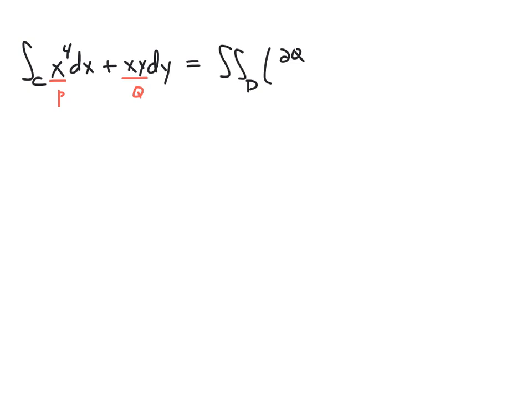Right, so we know that Green's theorem applies, so let's apply it. The integral that we want to compute is the integral over C of x to the fourth dx plus xy dy. Again, this is our function P, this is our function Q. Green's theorem says I just want to compute the double integral over the interior of my curve, which is that triangular region, of the function ∂Q/∂x minus ∂P/∂y.